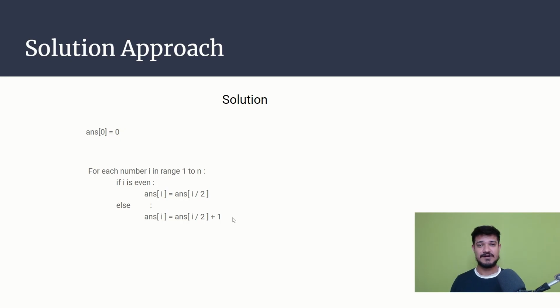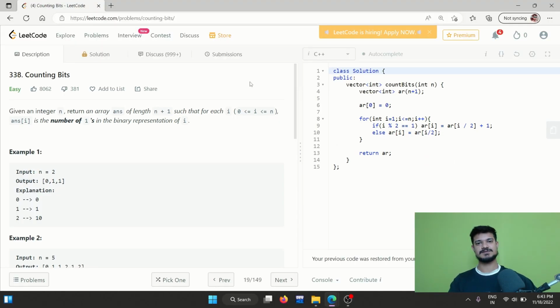Let's have a look at the code also. So the solution looks something like this. See, n is the input and we have to return a vector of integers. I'm working in C++, okay? So basically a vector of size n plus 1. I'm calling it AR, doesn't matter. So AR of 0 is equal to 0, as we discussed.